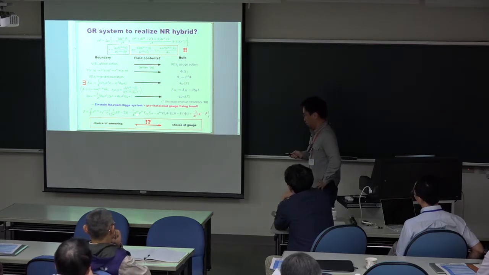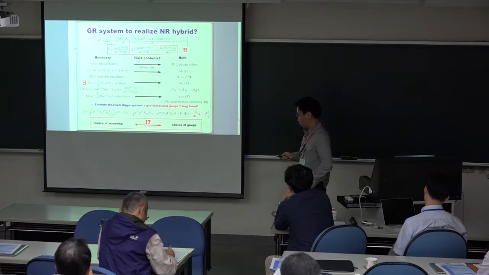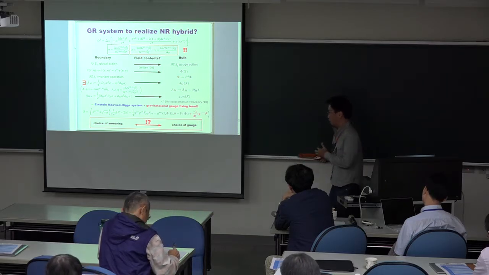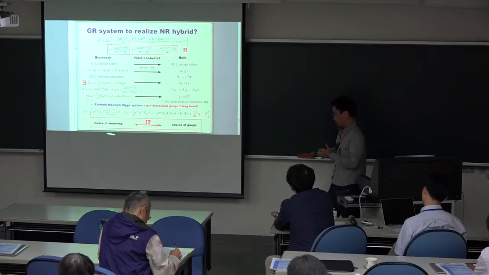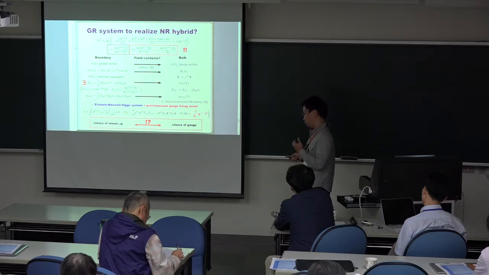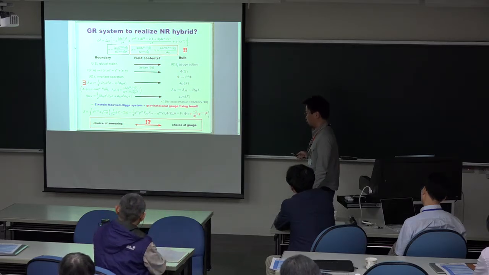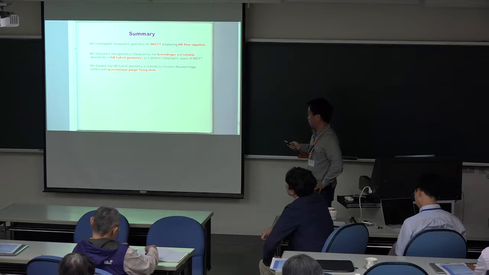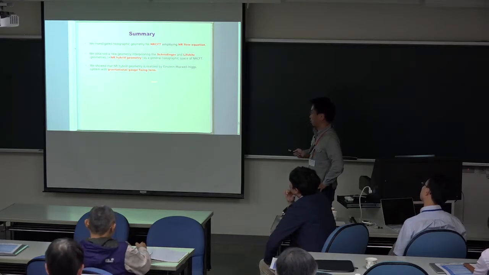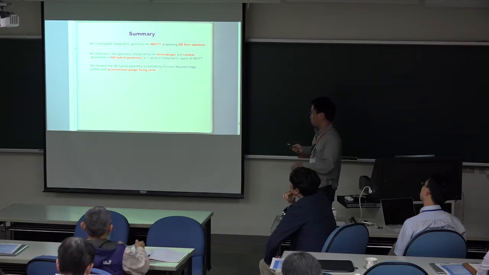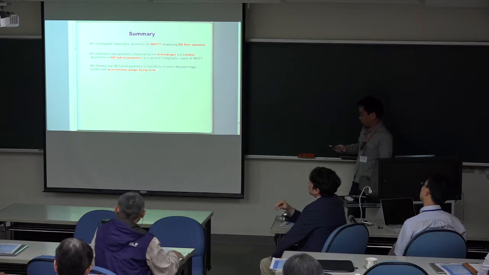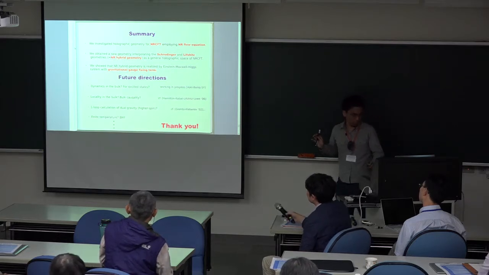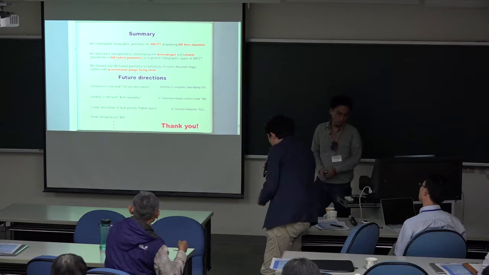This result may indicate that some choice of smearing in the boundary may correspond to the choice of gauge in the bulk. This is just a sketch of the claim, but we hope to elaborate on this correspondence. Okay, so let me summarize. We investigated holographic geometry for non-relativistic CFT by an empirical flow equation, and we obtained some geometry interpolating between Schrödinger and Lifshitz. This system can be described by an Einstein-Maxwell-Higgs system, a gravitational gauge system. And there are several future directions. So thank you for your attention.